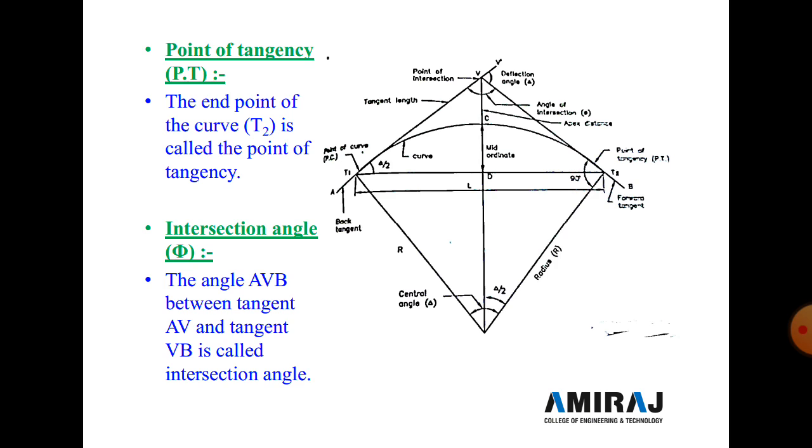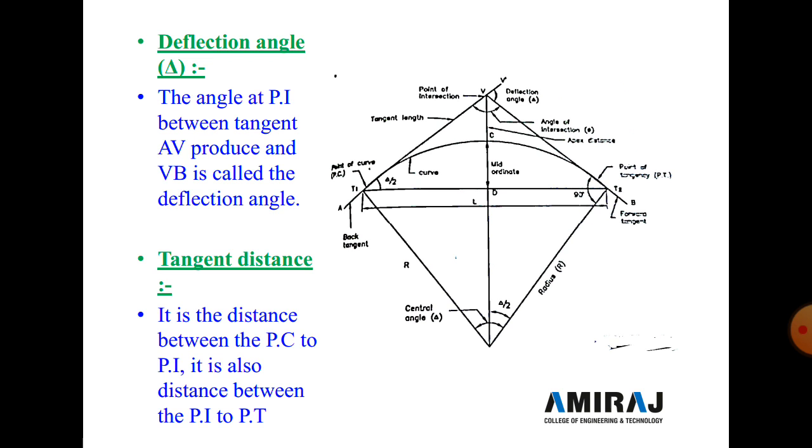Now the intersection angle phi. So here AVB. When two lines are merged at a single point, the V point, the angle between these two lines is the angle of intersection phi. Clear? So this angle is known as the angle of intersection phi.